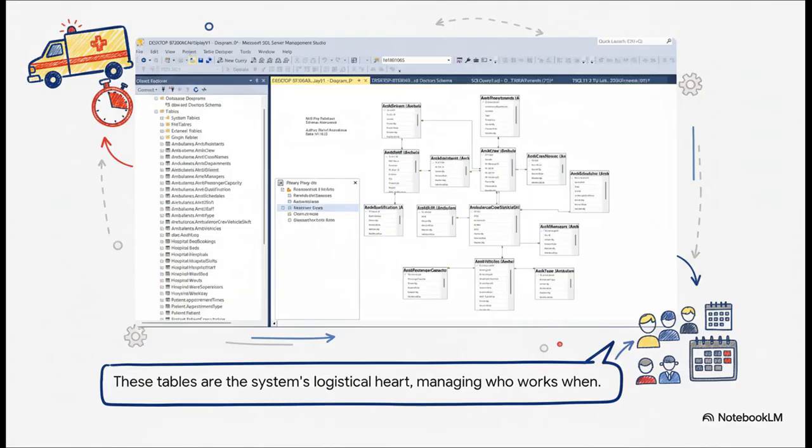And here, you can actually see that logistical heart beating. These tables are basically the system's air traffic control. They're all in constant communication, making sure that for any given minute of the day, the right people are matched with the right vehicle ready to go. This is where the whole plan turns into real-world action.